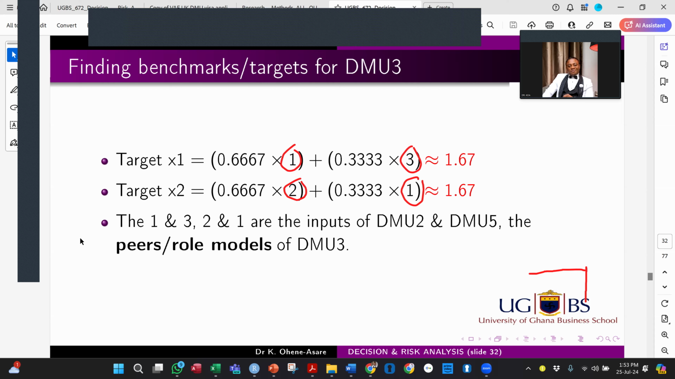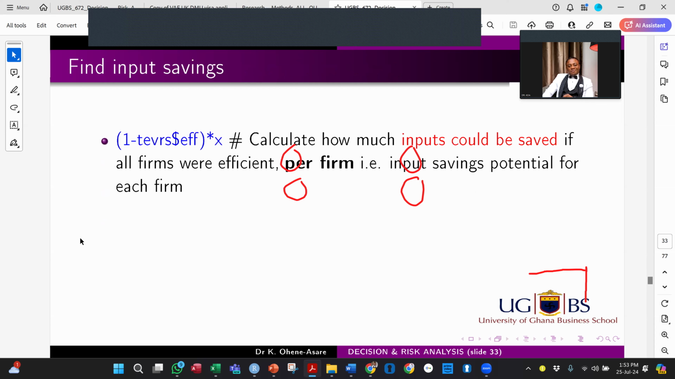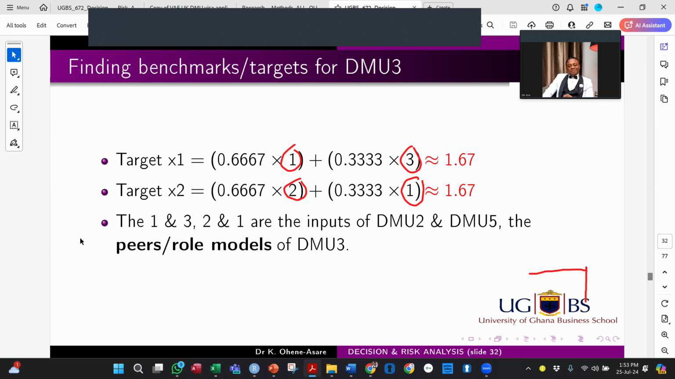So how do you get a target? You have seen that you get a target, first, using the theta. Remember that formula: take the actual and subtract the slack from it. Then use the lambda, and multiply it by the input x1 or x2 for the peers. And then do the same thing for the other side. If it is an output-oriented model, it's the same.